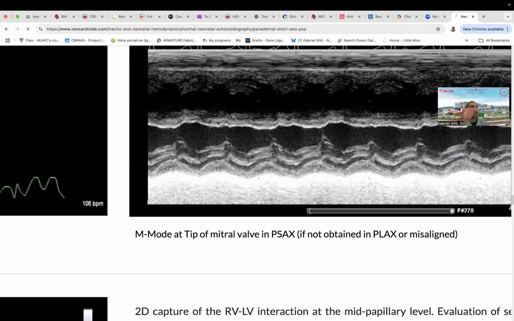So already when you did the MO, I was starting to suspect, ooh, there's something a bit weird. Why? Because the LV has become dilated, and so it's more filled at the end of diastole.